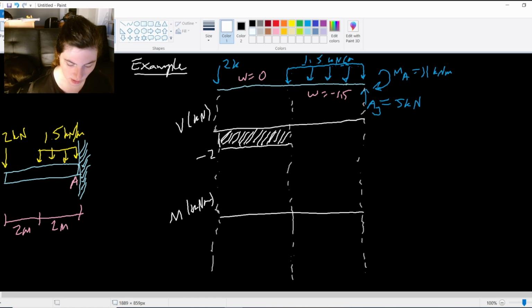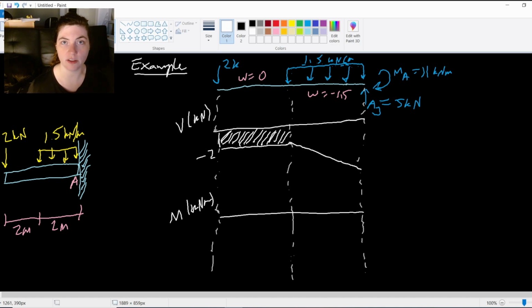So if I draw this, I'm drawing a line with a slope of -1.5. And since I know that I'm going from this -2, it's connected here. There's no applied load, it's just distributed load. So it goes from that -2 spot down that 1.5 slope over the 2 meters. So I have that 1.5 times 2 gives me -3. So -2 plus -3 is going to give me -5.